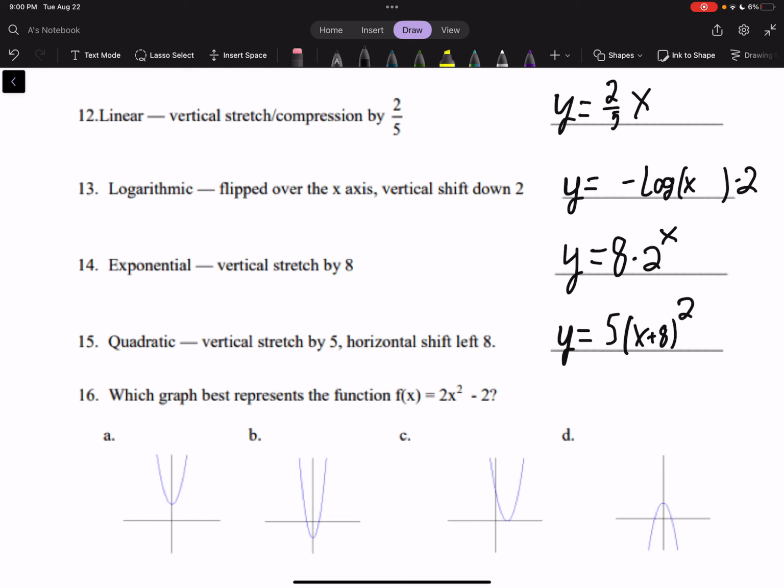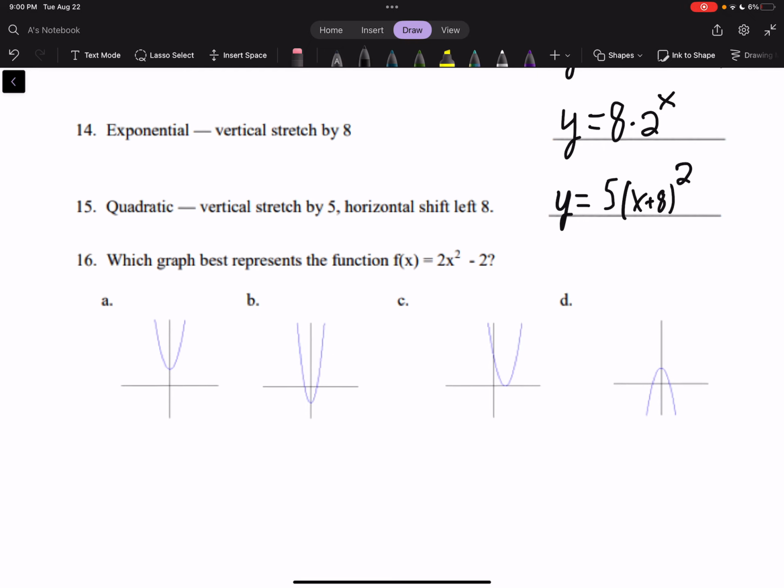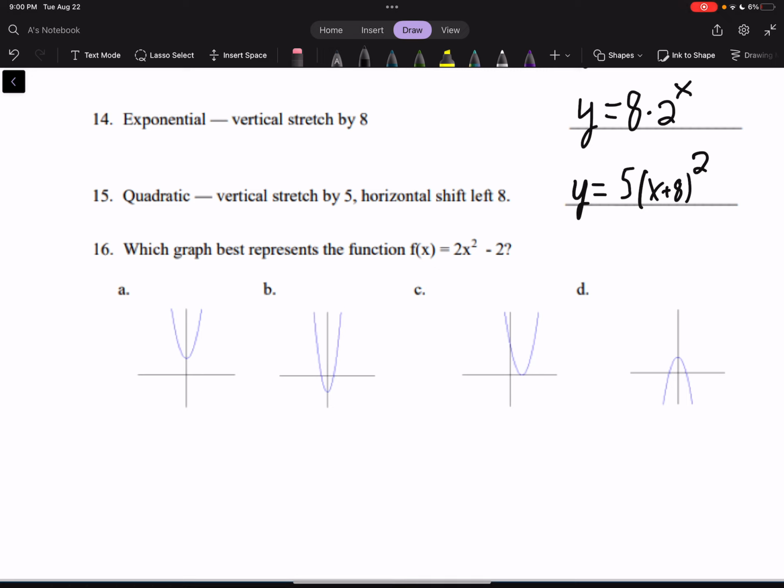Which graph best represents the function 2x squared minus 2? Look at the minus 2. This one's up. It's incorrect. This one's to the right. It's incorrect. This one's up and flipped over. It's way incorrect. B's your answer. It's going down 2.